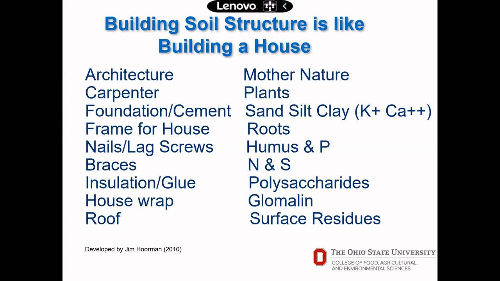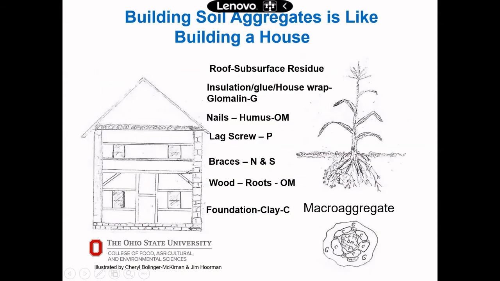And then the polysaccharides, the root exudates, and all the sugars kind of act like the insulation and the glue. And then the glomalin is kind of like your house wrap. And then we have a roof, which is made out of all the surface residues. So let's take a look at this. Building soil aggregates is like building a house.